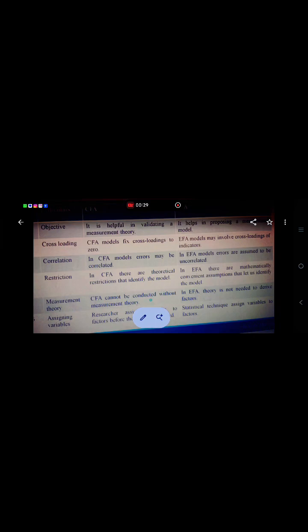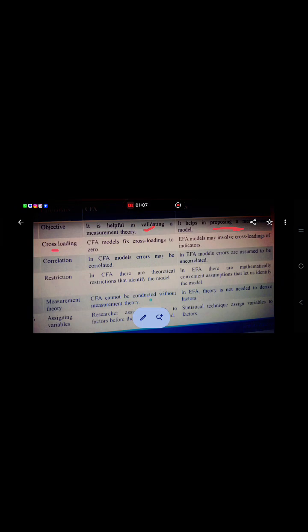The objective of confirmatory factor analysis is that it is helpful in validating a measurement theory. It means that the objective of confirmatory factor analysis is to validate a measurement theory, while exploratory factor analysis just proposes a model. The objective of exploratory factor analysis is just to propose a model.